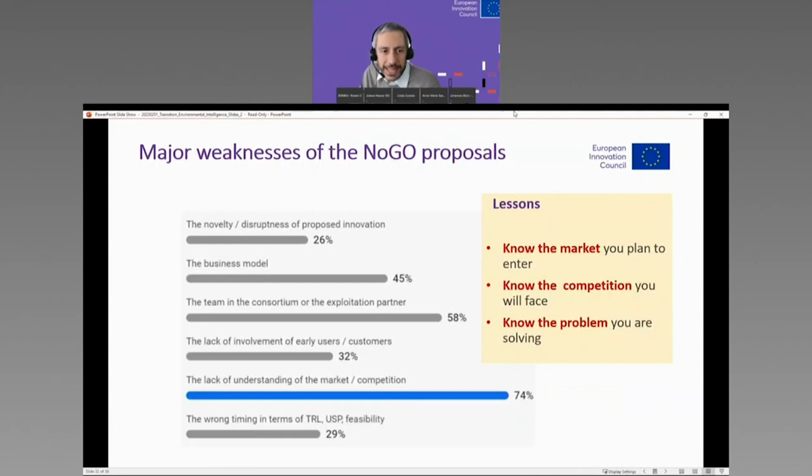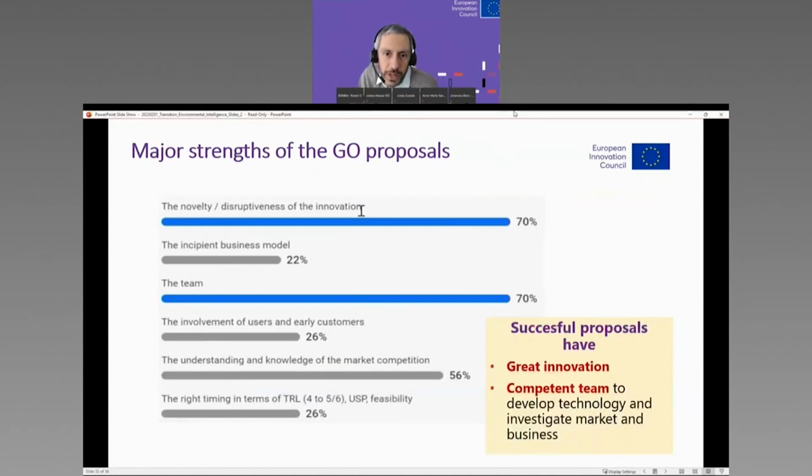Here we see other things that are the major weaknesses. The most important one is the first one, as I said, the lack of understanding of the market and of the competitors in the market, how they are developing their business model, why someone is going bankrupt, why someone has gone to the market. These are all requirements that are strongly linked to innovation, because we are EIC, the European Innovation Council.